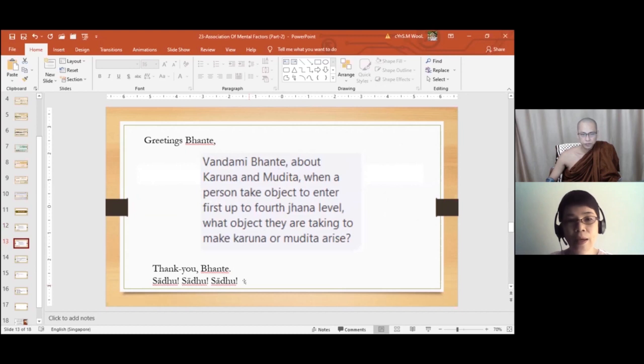One question, Bhante, about karuna and mudita. When a person takes an object to enter the first up to the fourth jhana level, what object are they taking to make karuna and mudita arise? Thank you, Bhante.